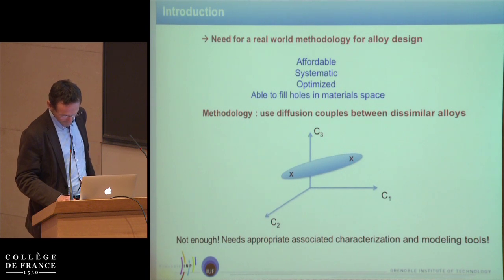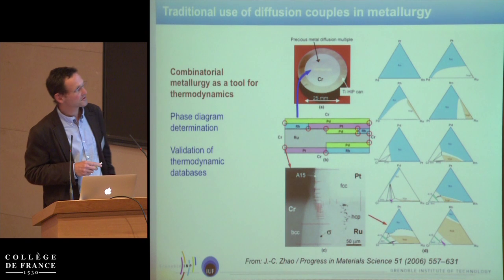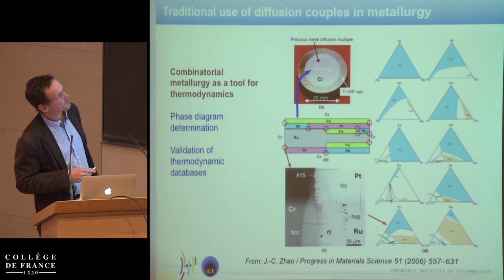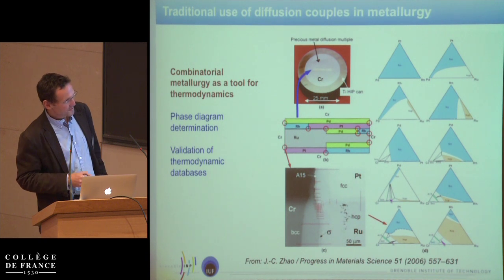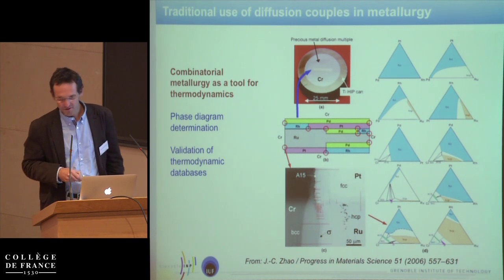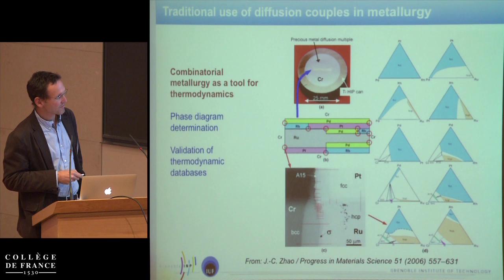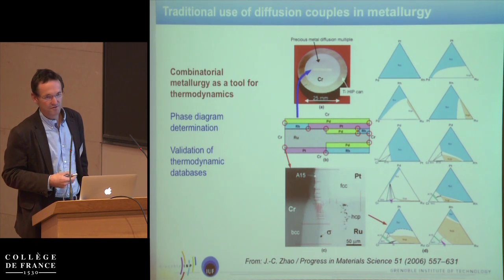So just a couple of examples of the traditional way to use diffusion couples or diffusion multiples, because this is much more than a couple. By the way, if you're interested in the subject, a lot of the examples I will give today are from this review paper in 2006, which is really very interesting. So it's a review paper on all the combinatorial strategies for material science.